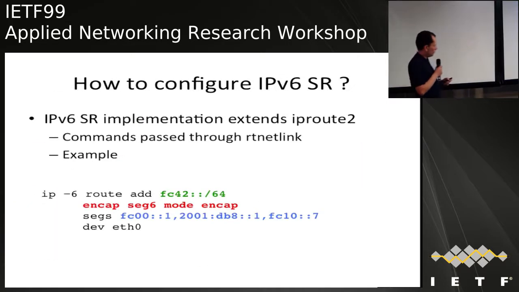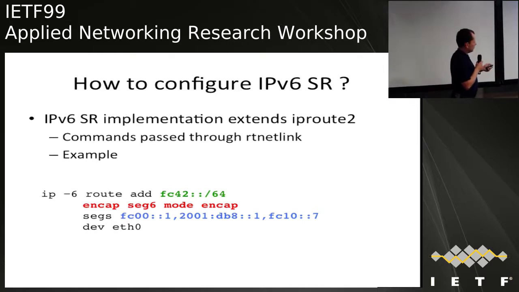So how can we configure IPv6 segment routing with the Linux implementation? Basically, for the control plane on Linux, you have iproute2, which allows you to manipulate the routing tables and manipulate the configuration of the interfaces. And iproute2 receives commands from RTNetlink. And basically, in the IPv6 segment routing implementation, we extend RTNetlink to support what is required to manipulate and to configure IPv6 segment routing.